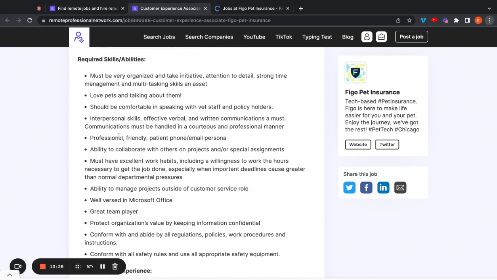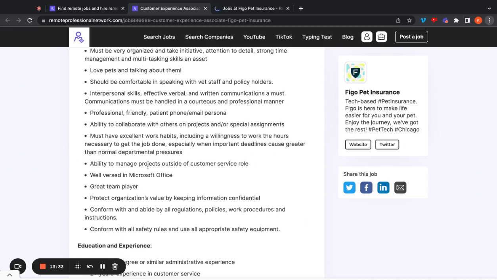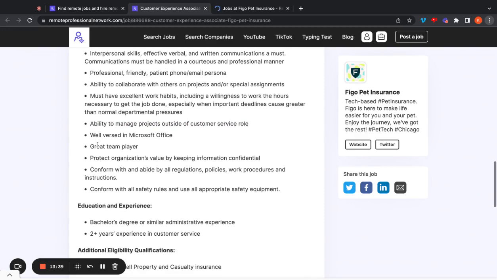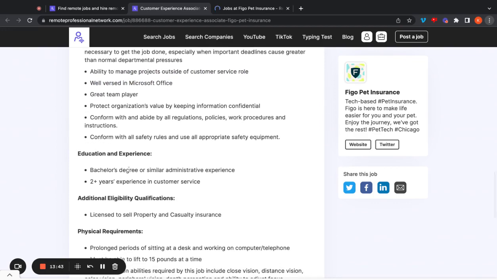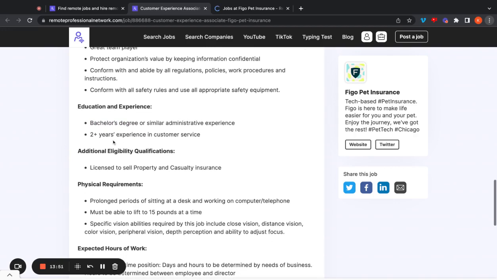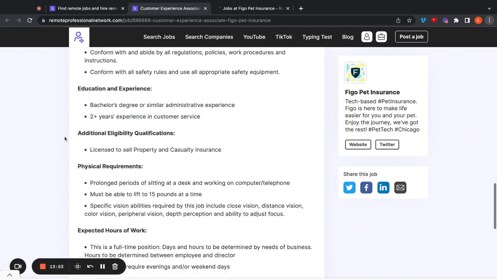Professional, friendly, patient, ability to collaborate with others, excellent work habits, including a willingness to work the hours necessary to get the job done. Manage projects outside of the customer service role as well, which is great, so you can get some experience on your resume. Well-versed in Microsoft Office. And they'd like you to have a bachelor's degree or similar administrative experience. So this is not required. If you have some other experience, that will take the place of the degree as well. And 2 years of experience in customer service will be great.